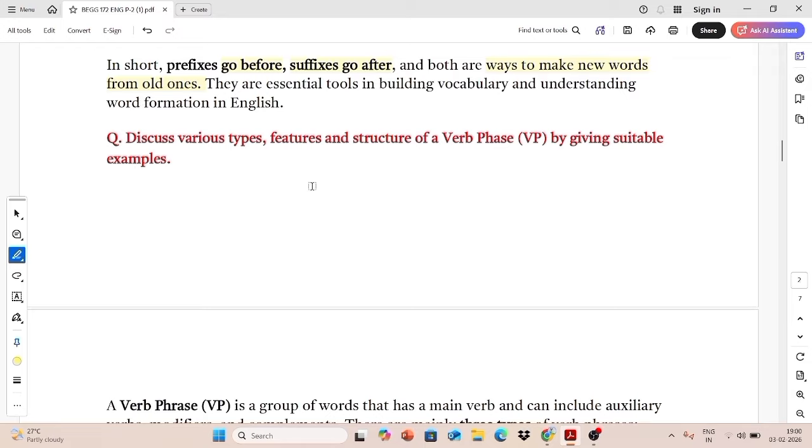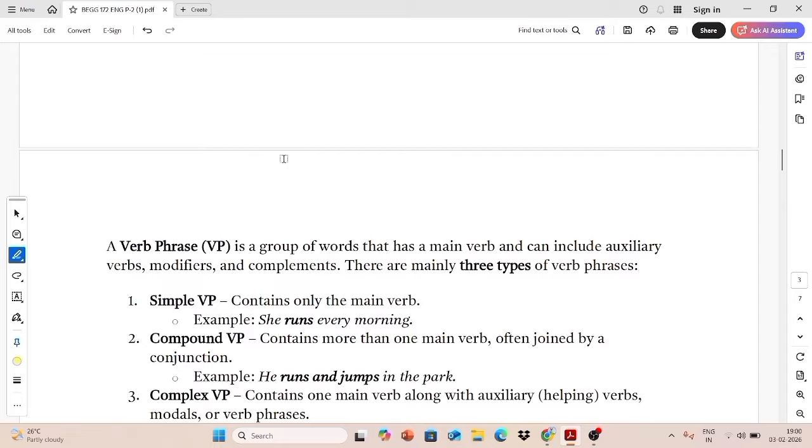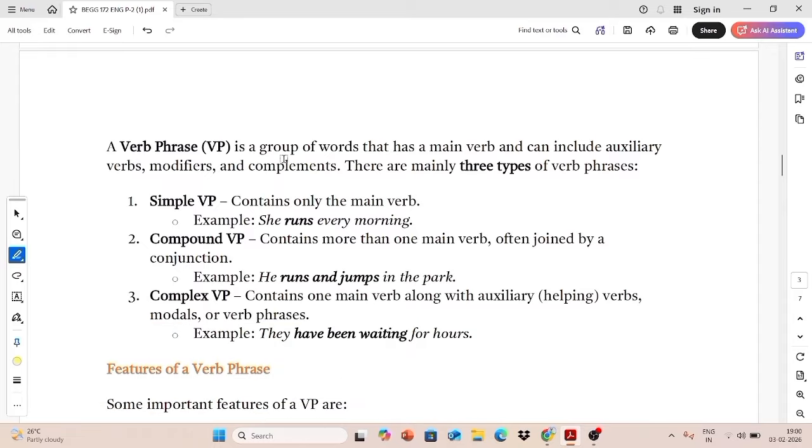So the next question is, discuss various types, features and structure of verb phrase by giving suitable examples. So first let us understand what a verb phrase is. So a verb phrase is a group of words that has a main verb. Remember this, it has a main verb and can include auxiliary verbs or helping verbs, modifiers or changers, or complements. There are mainly three types of verb phrases.